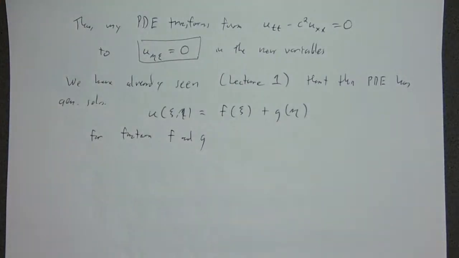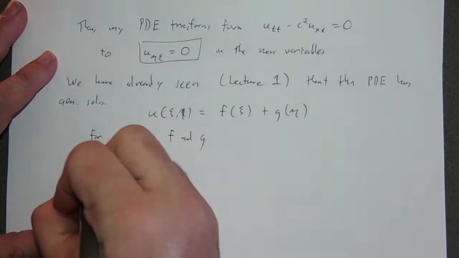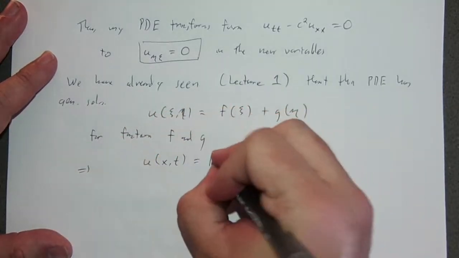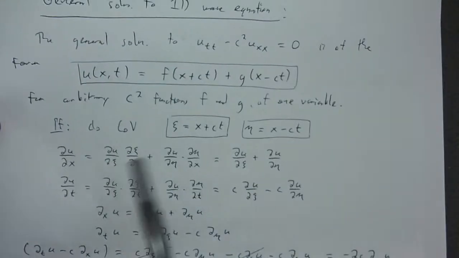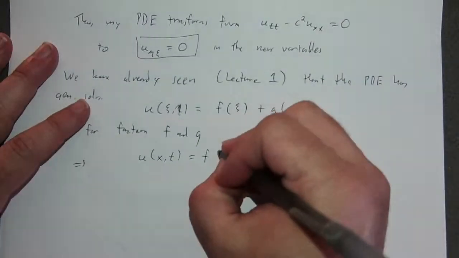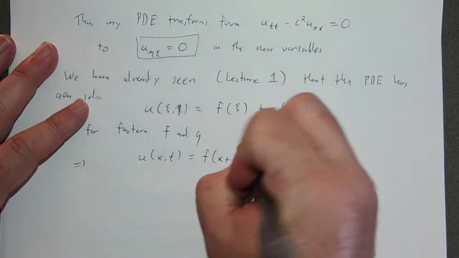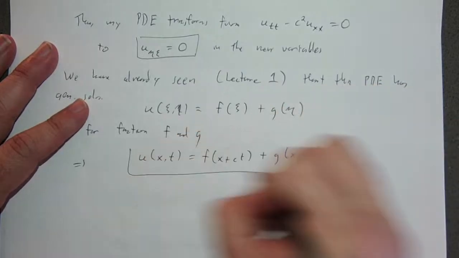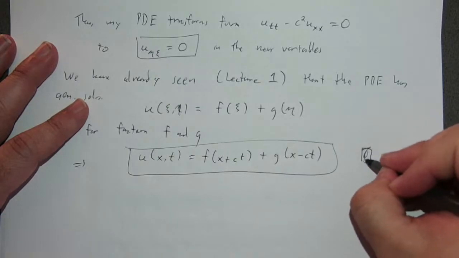Right. But then let's go back to our original variables. This translates to function u of x, t is f of, recall, ξ is x plus ct, η is x minus ct. So this is f of x plus ct plus g of x minus ct, which is exactly what I wanted to prove. All right, that's it.